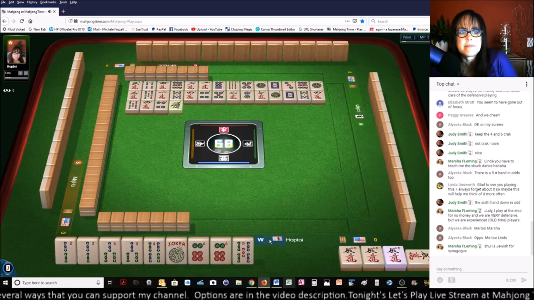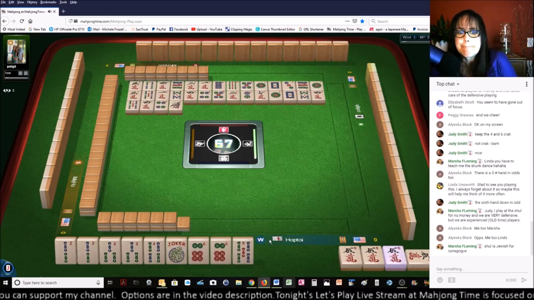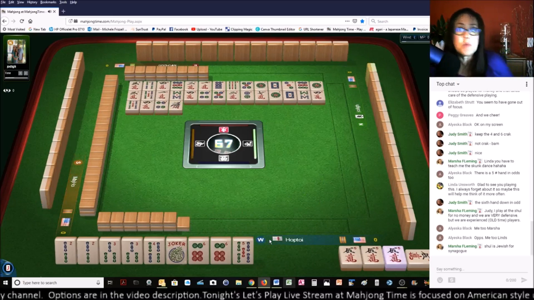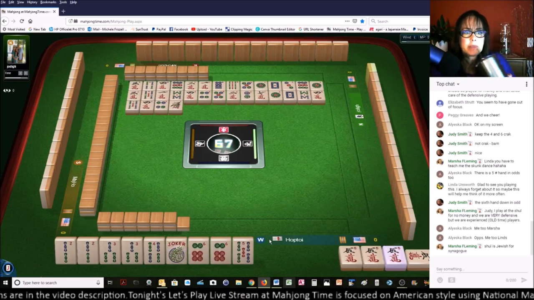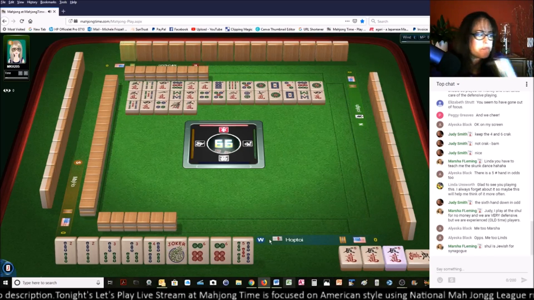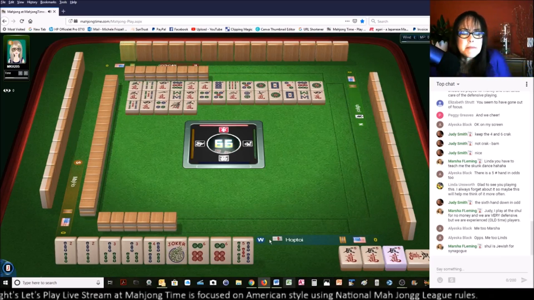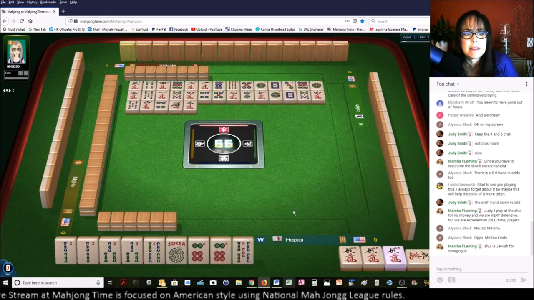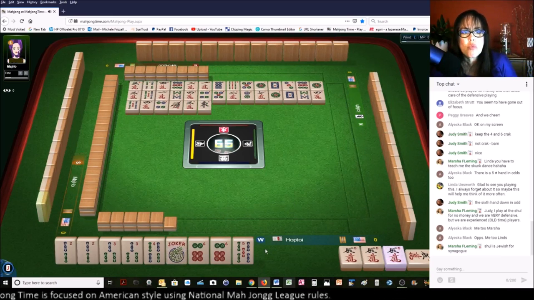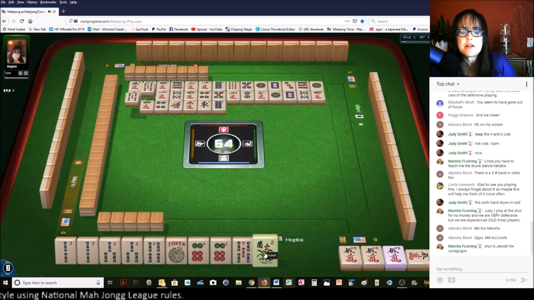4 dots. 1 bamboo. I think we'll be able to get one more game in after this. 3 characters. East wind. It'd be nice to draw dots. Oh, flower. I'm getting rid of it now. I do not want to be holding on to a flower.